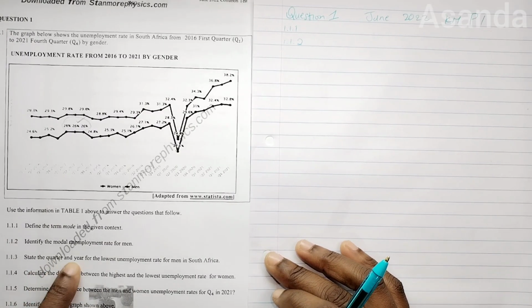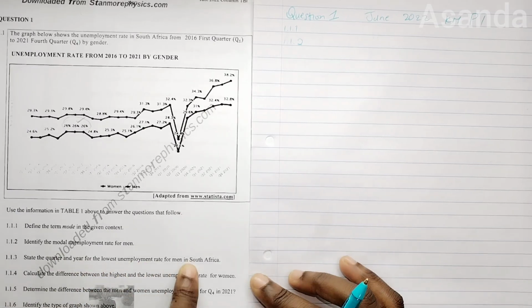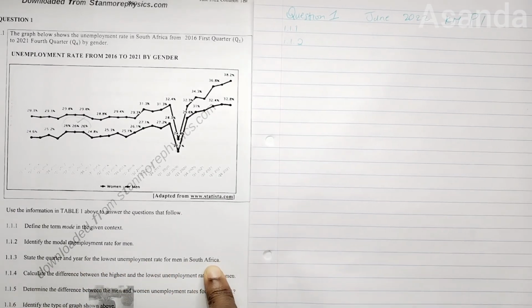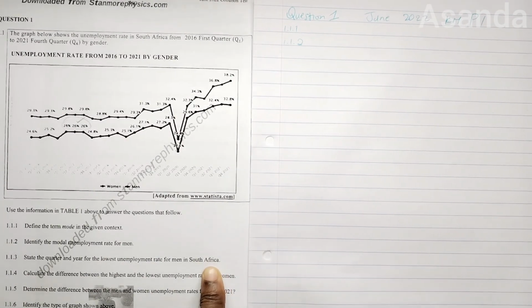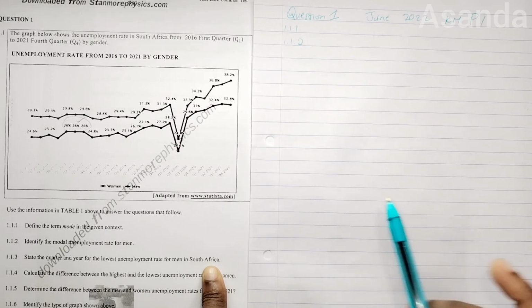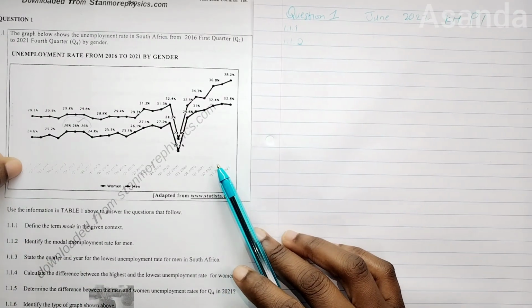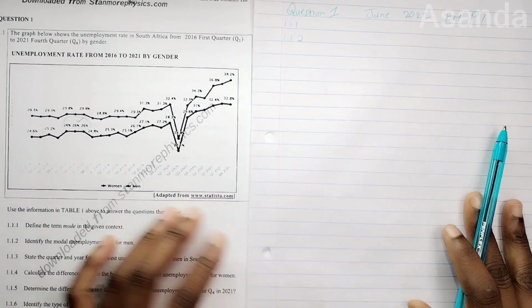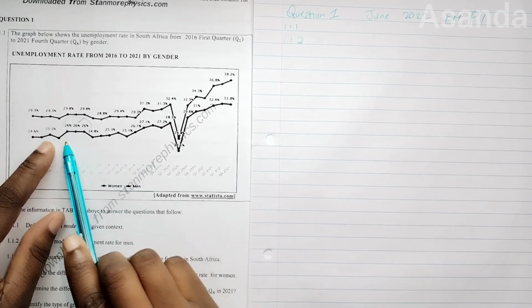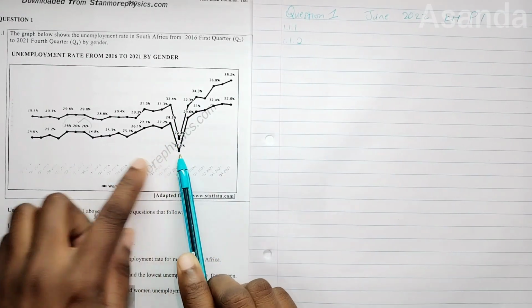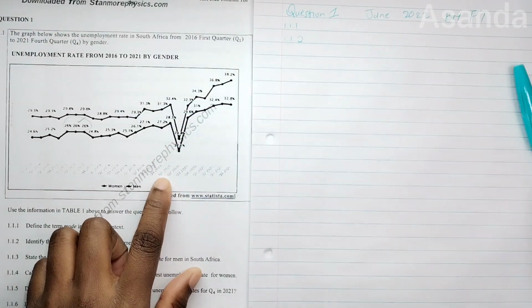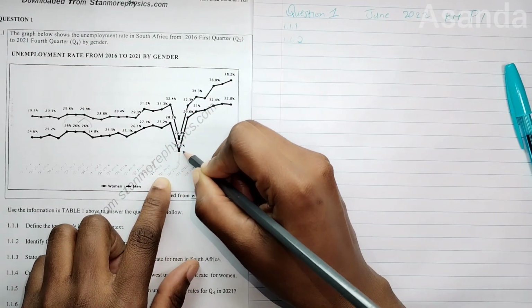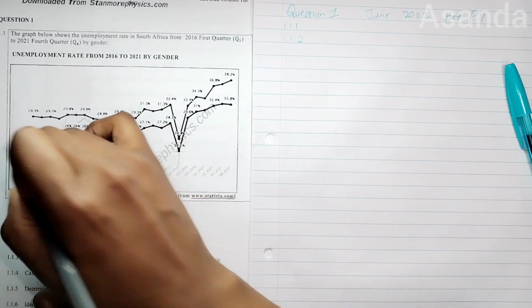1.1.3 says, state the quarter and year for the lowest unemployment rate for men in South Africa. So we're going to look for the quarter where men had the lowest unemployment rate, meaning the lowest percentage of people unemployed. Remember that's 2016, quarter 1, 2, 3, 4, then 2017, quarter 1, 2, 3, 4. Somewhere here looks lowest, but look at the graph dropping to the lower number. This one here is the lowest, just by looking at the graph.